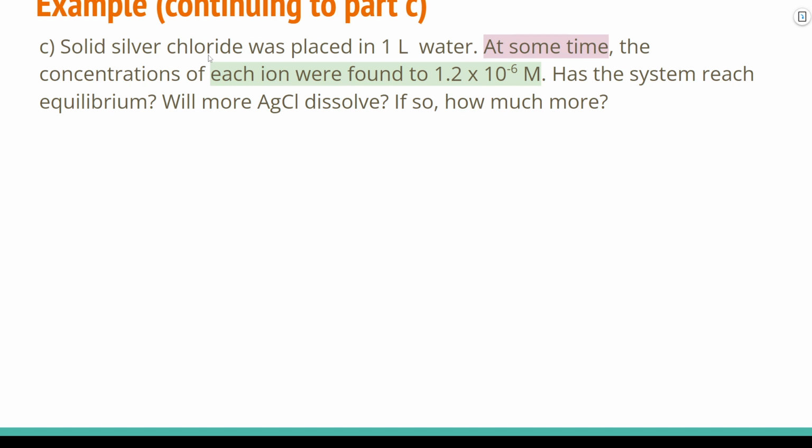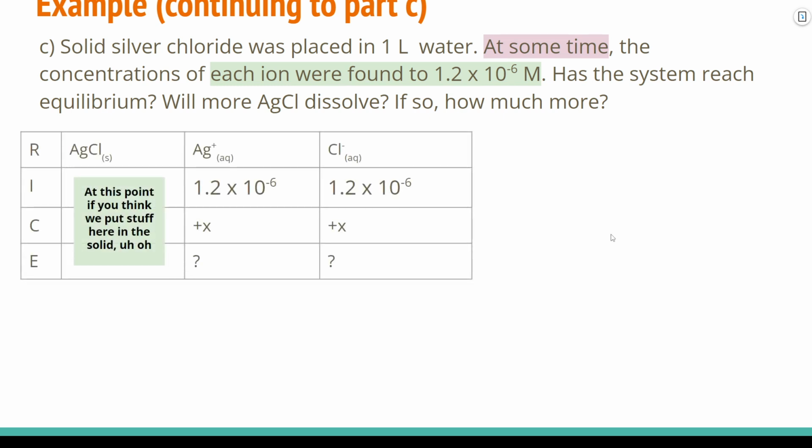Okay, so now we're going to continue the example from earlier, except now we're doing part C. We have silver chloride in water. Some time passed, and we found the concentration of each of the ions. Has the system reached equilibrium, or will more AgCl dissolve? This is at some random time, and remember, at some time means that's Q, so you're solving for Q.